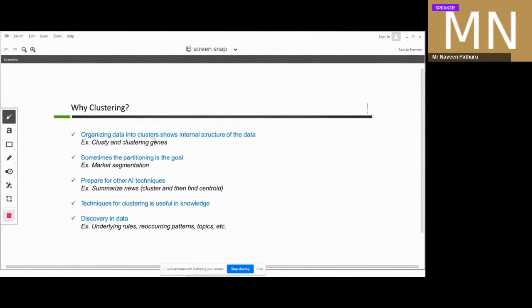Clustering is organizing the data into clusters, which is nothing but groups. Groups show the internal structure of the data. If you take genomic data, which is healthcare related, you can understand the groups of genes, and that will help the medical and healthcare people understand these patterns and the domain a little bit more. And there are a lot of uses, guys.